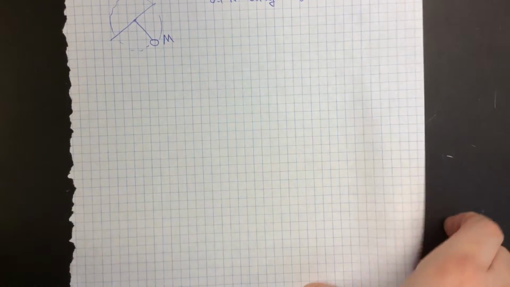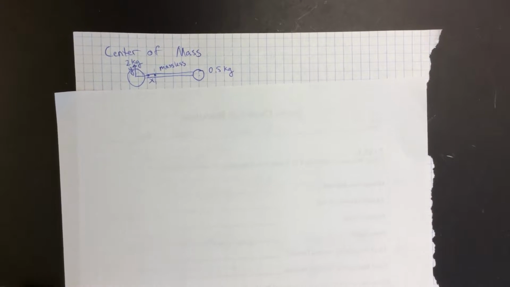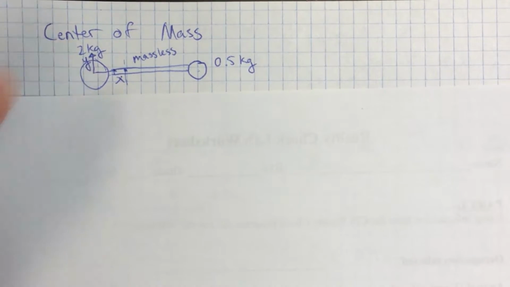So, let's take a look at a center of mass problem. Say you have 2 objects connected by a massless rod. So 2 spheres. Notice we like to use spheres. Spheres are nice because you can treat them kind of like a point mass. If they're uniform and so symmetric, you can treat them like all their mass is concentrated at their center.